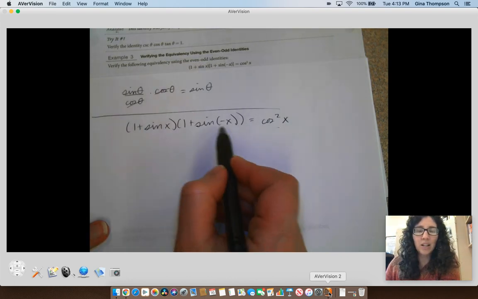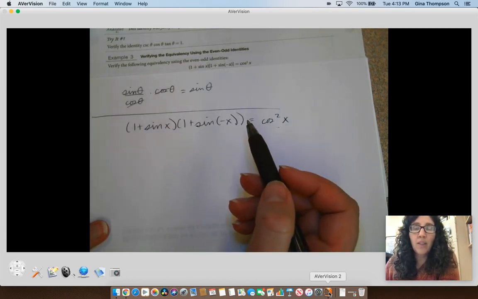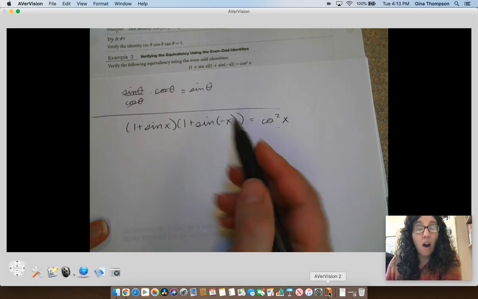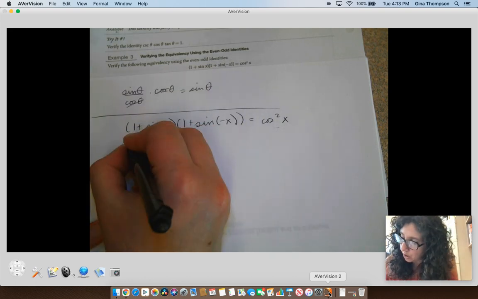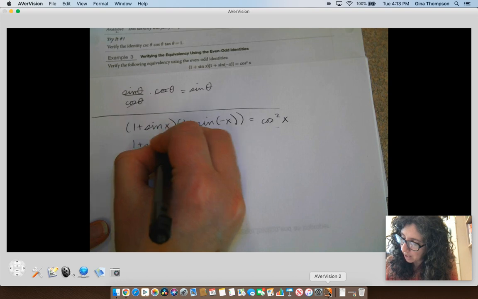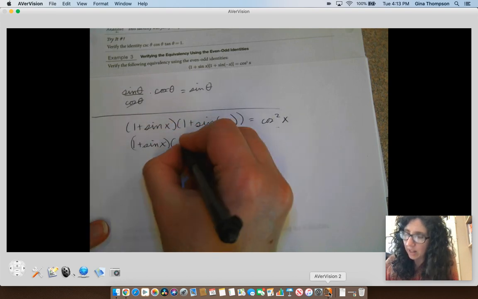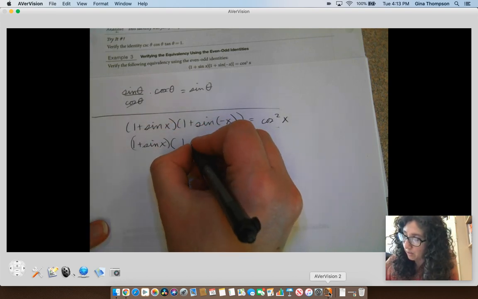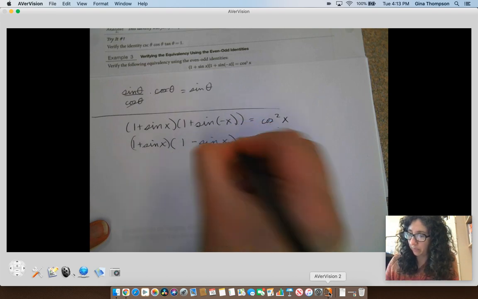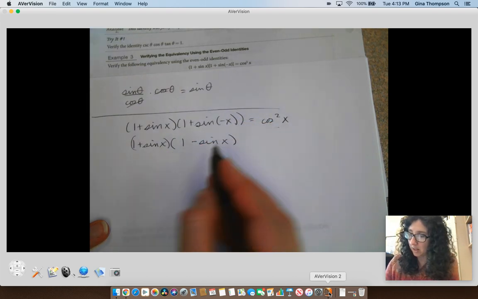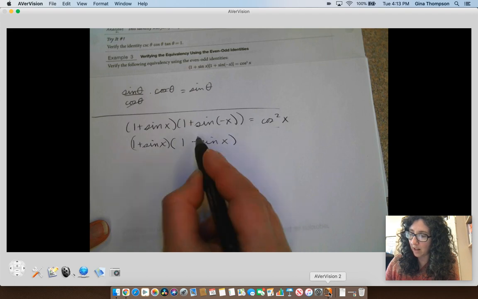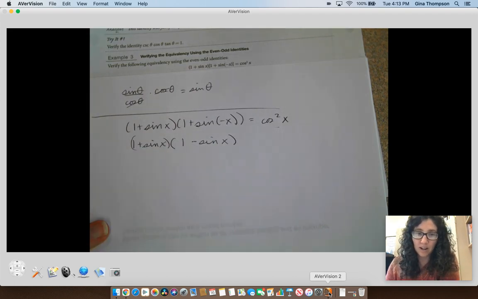So this sine of negative x, how can we simplify that? Well, sine is odd, right? So what does that mean? That means sine of negative x is negative sine of x, right? That's what it means that sine is odd, so we can say sine of negative x is negative sine of x.